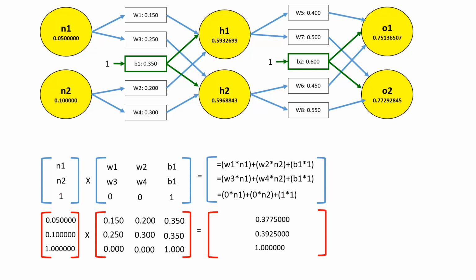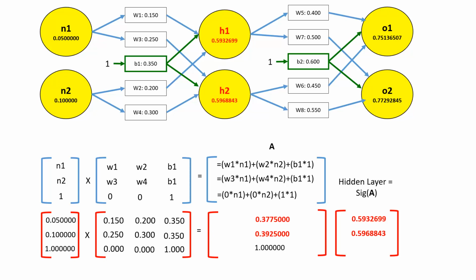So after plugging in the real values, we have a result vector containing 0.3775 and 0.3925 and a value of 1. Well, okay, but what do we do with these numbers? Well, let's start by labeling this result vector as A, and what we do now is use our sigmoid activation function on the top two values in vector A. So we're getting the sigmoid of vector A. This gives us the values for H1 and H2. So if you take a look there, you'll see 0.5932699 and 0.5968843. These are the values for H1 and H2 after we've done their initial calculation.